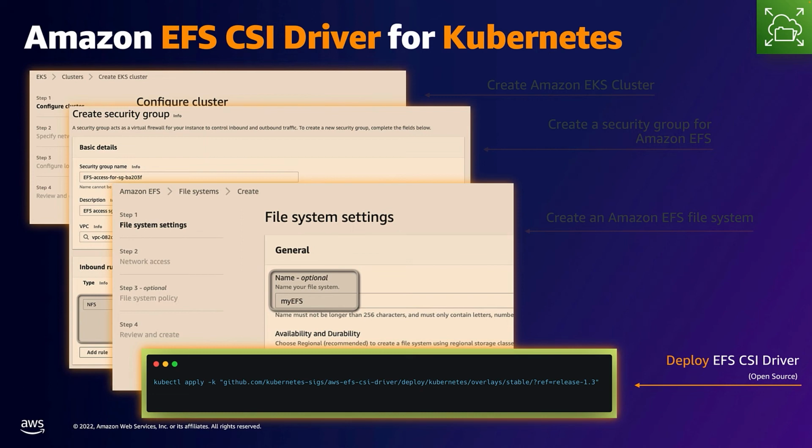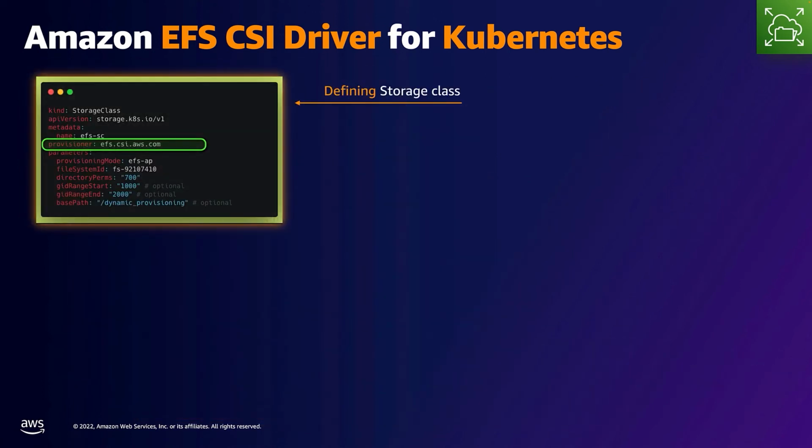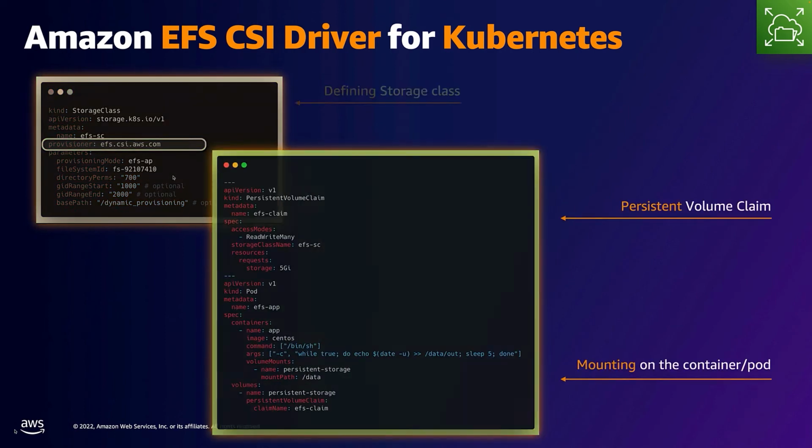If you would like to contribute, feel free to contribute to this project. We have done a lot of improvements in our CSI driver in the recent past, so please have a look. Once you have created this EKS cluster, you have created the file system, and you have installed the CSI driver on the EKS cluster, you can define a storage class, right? In the storage class definition, you will provide the file system ID which we have just created, and that's all. After this, you can run your application by creating a persistent volume claim, and you will define the same storage class which you have used before.